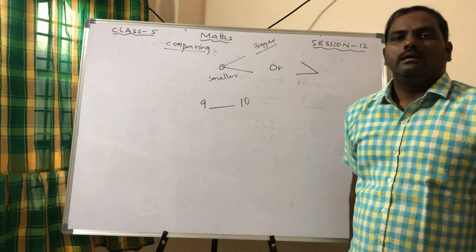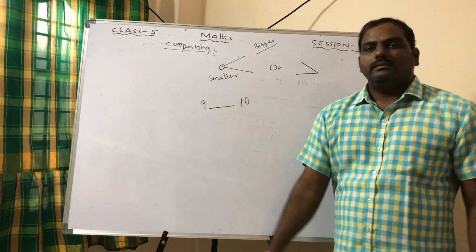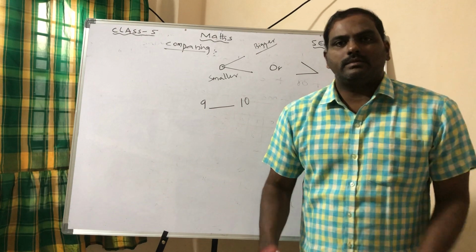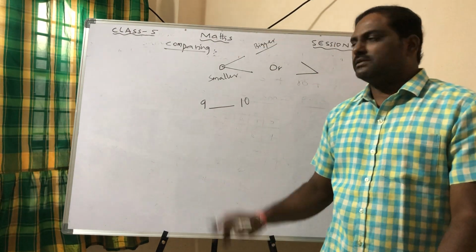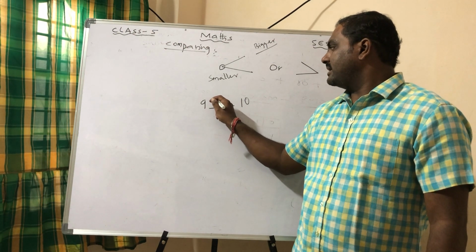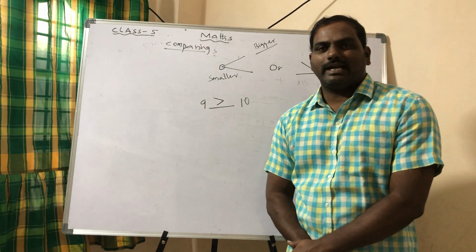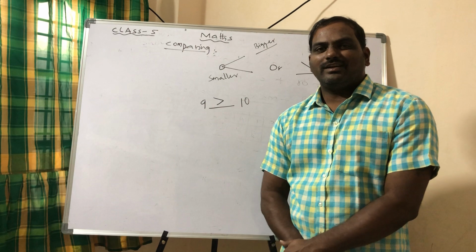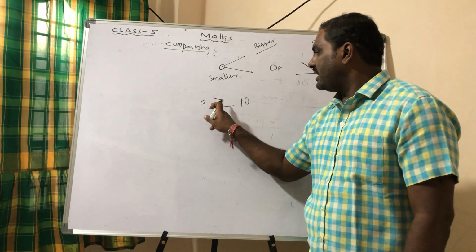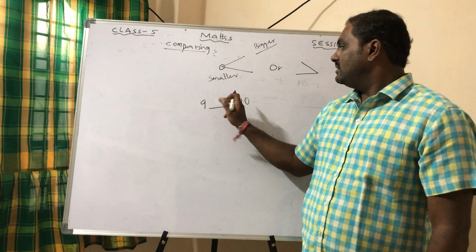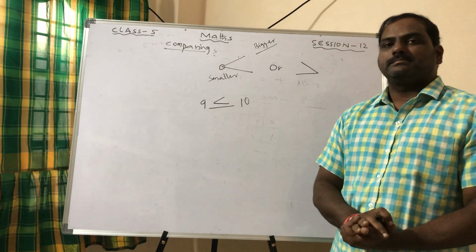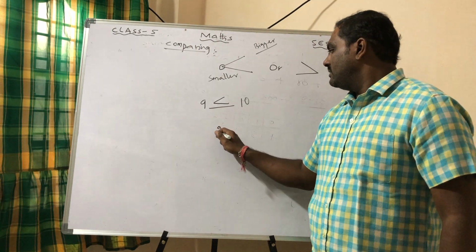9, 10. So 9, 10. Which is bigger? 9 is bigger, sir. 9 is not bigger. 10 is bigger. So you have to keep the symbol like this. Is it correct or wrong? It is wrong. Why is it wrong? Look at this. Which side should these 2 lines be? Yes, these 2 lines should be towards the bigger number. Now this is correct.